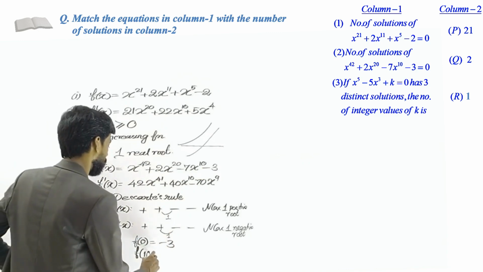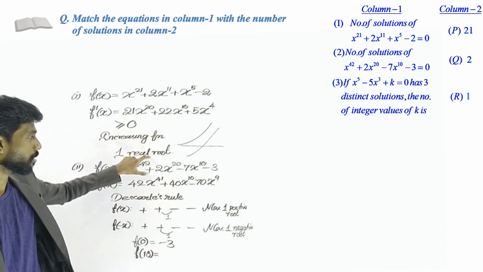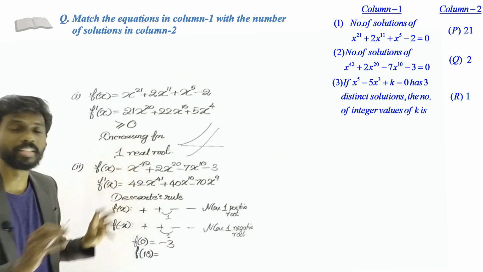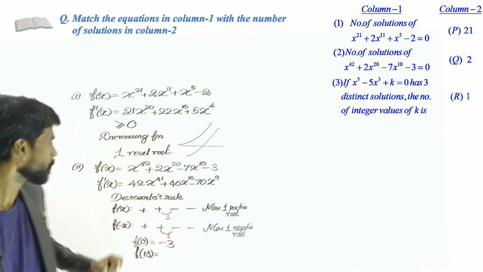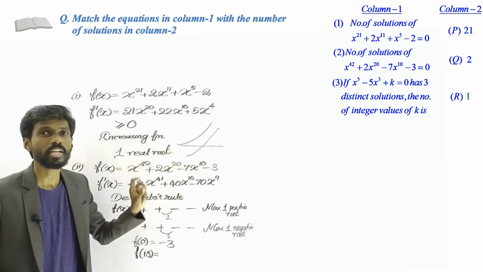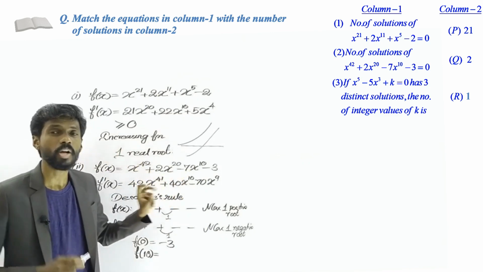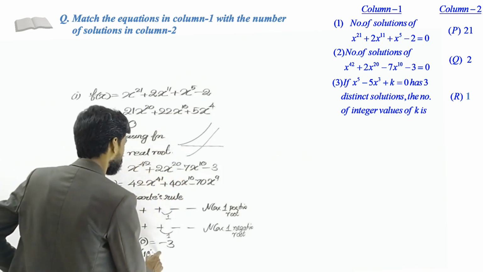So let us find f of 10. So what is this? 10 to the power 42. Let us not find the value, but you tell me whether the value is positive or negative. Simply see, 10 to the power 42 and 10 to the power 20 minus whatever it is. That value is definitely positive, right? 10 to the power 42 is much bigger compared to this value. We don't need to know the exact value. We need to know whether it is positive or negative.